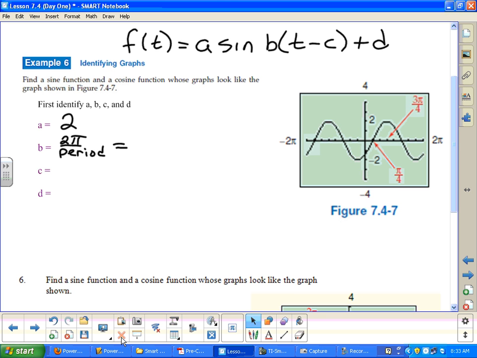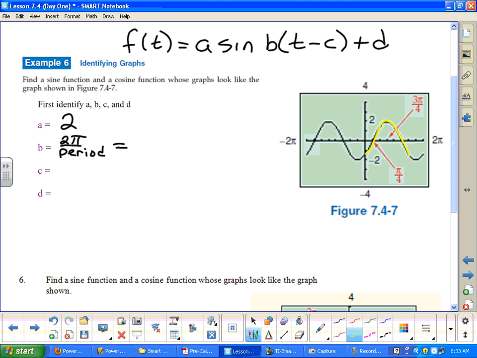Because it starts here, goes up, comes down, and back to there. That would be one cycle, right? So that's 2 pi. So 2 pi over 2 pi would be 1. All right, so that's easy. B is 1.